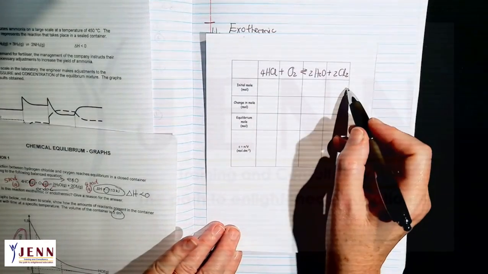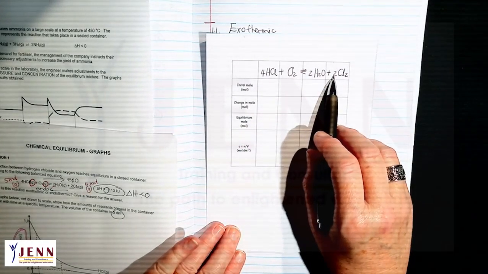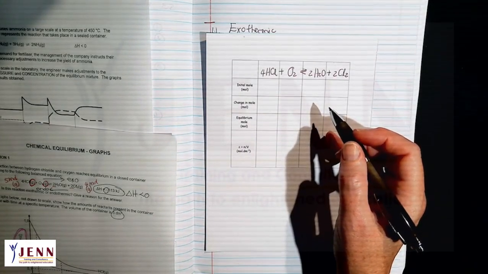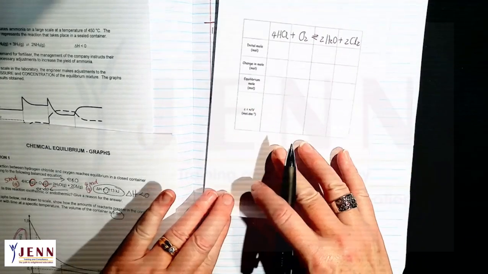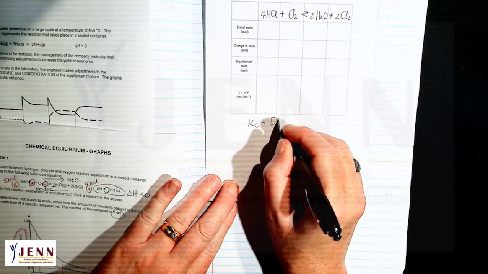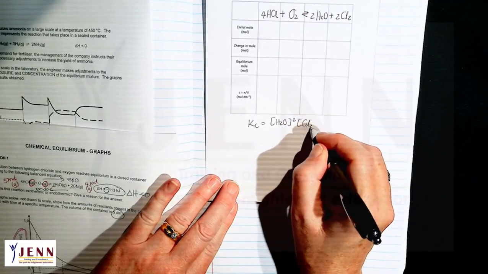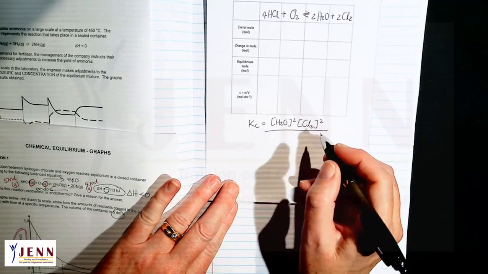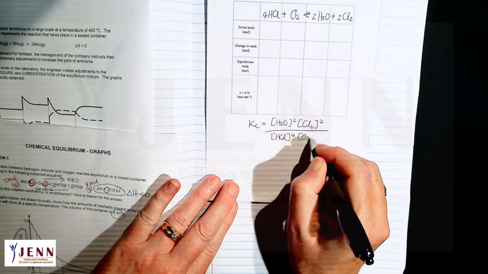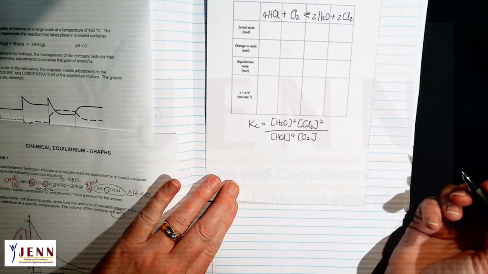Okay, there's my reaction given like that, 4 and 1 and 2 and 2. Now they ask me, calculate Kc for this reaction at this temperature. At this stage, I don't know, so I'm going to write my Kc expression. So it's H2O squared, because that's the balancing number, Cl2 squared, divided by HCl to the power of 4 and O2. Now everything was gases, so everything will appear in my expression.